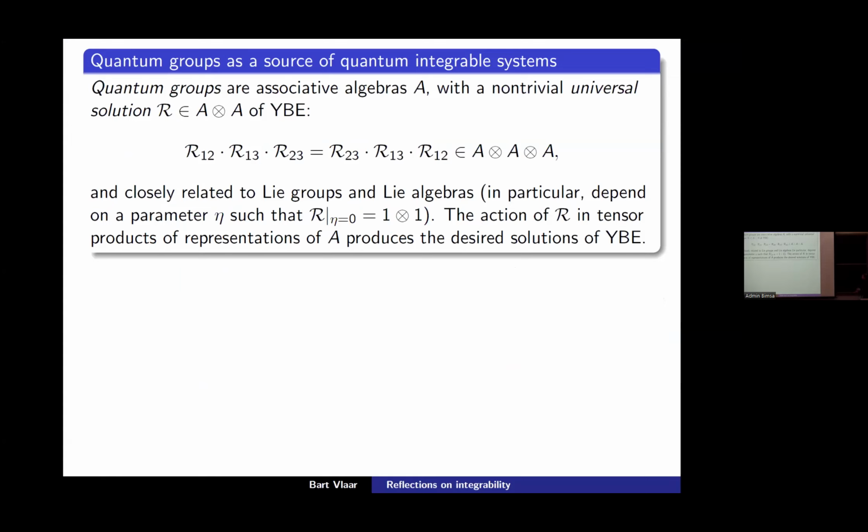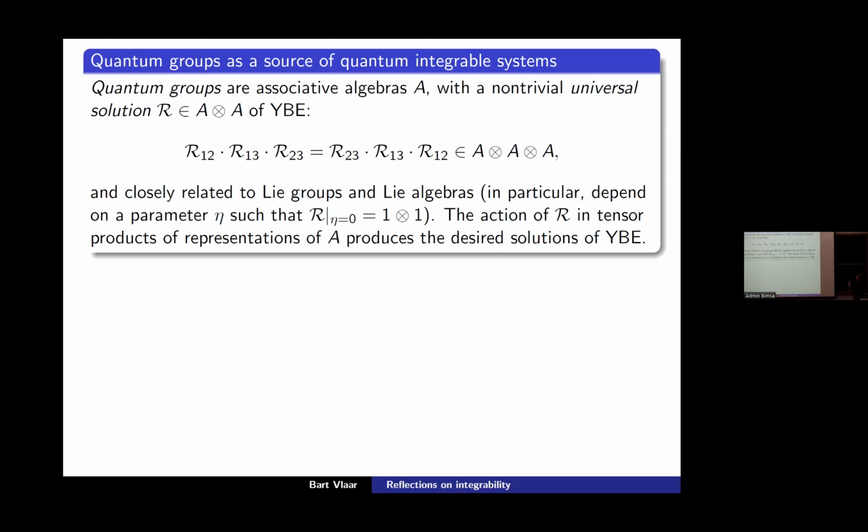Okay, and so quantum groups are associative algebras which produce solutions of this Yang-Baxter equation. So they have a non-trivial universal solution, which I call curly R here, that lives in a tensor product of the algebra with itself. And they satisfy the equation in the algebra. And so I now simply apply representation maps, and I will get this equation in any representation of this algebra. So you want an algebra with a rich category of representations, a nice class of representations.